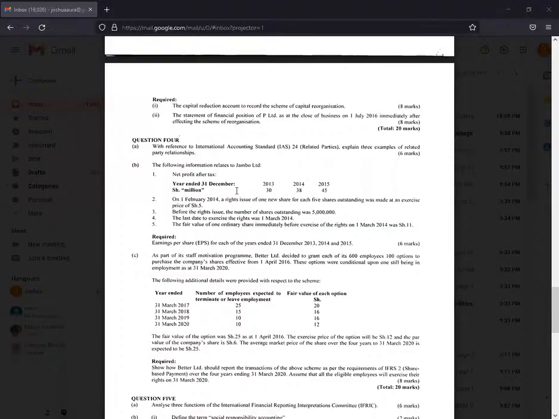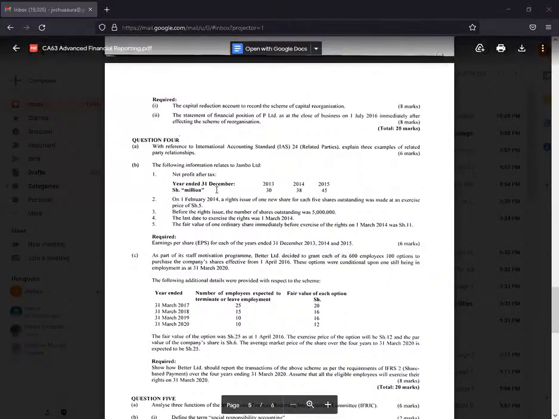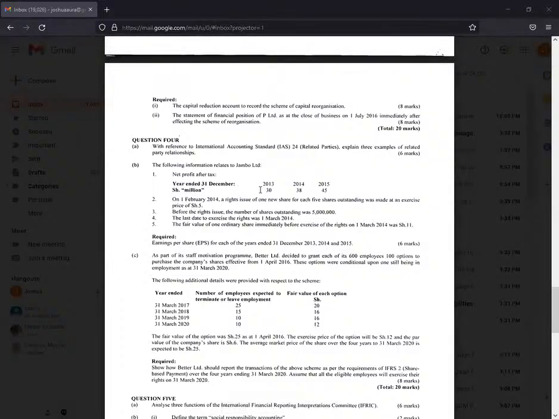So I'm told here the following information relates to Jumbo Limited. I can see the net profit after tax for 2013, 2014, 2015, in shillings millions. I'll do 2 of them today: one for basic EPS and one for diluted. Today, you guys are very lucky. So I can see the net profits after tax for the 3 years.